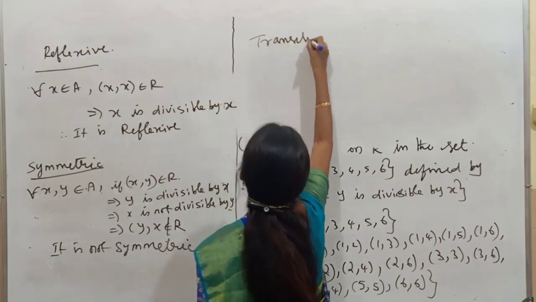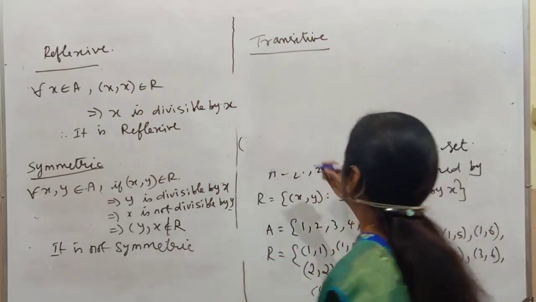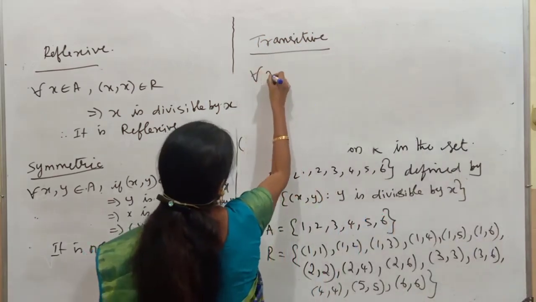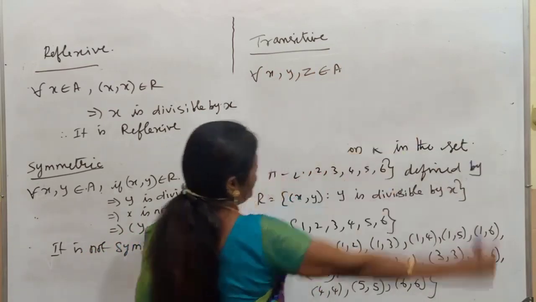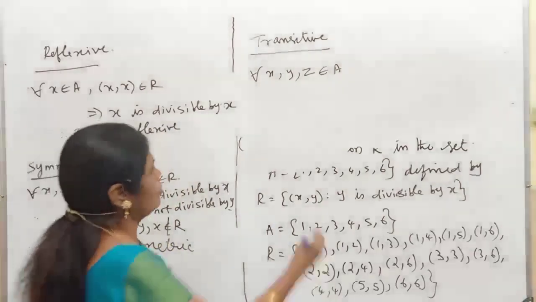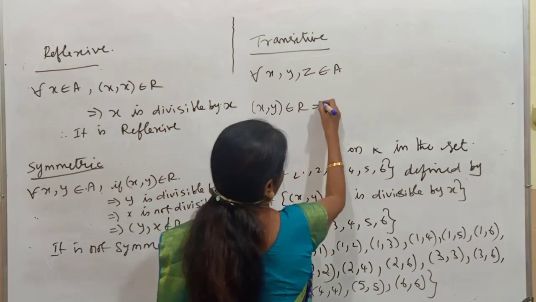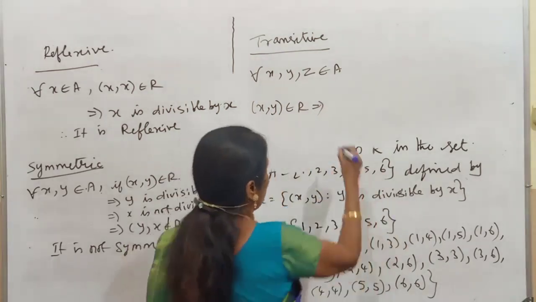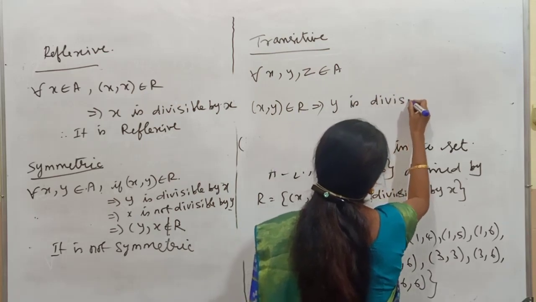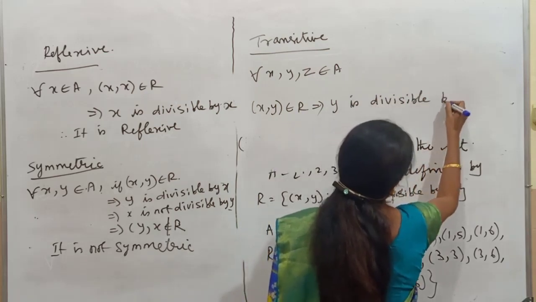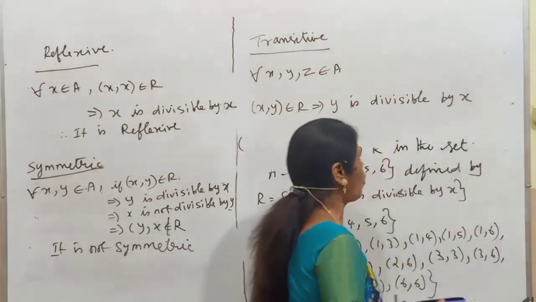Transitive. For all x, y belongs to the set A. Now listen. x, y belongs to R implies y is divisible by x. This is another method. If you are comfortable with the first method, you just follow that.